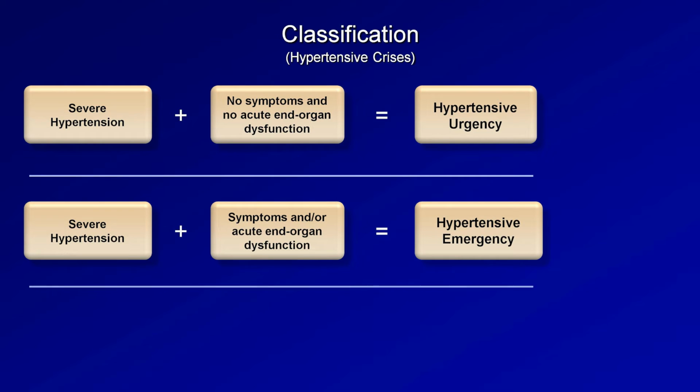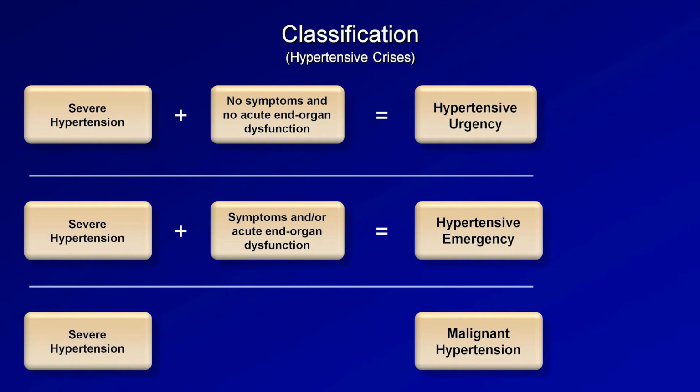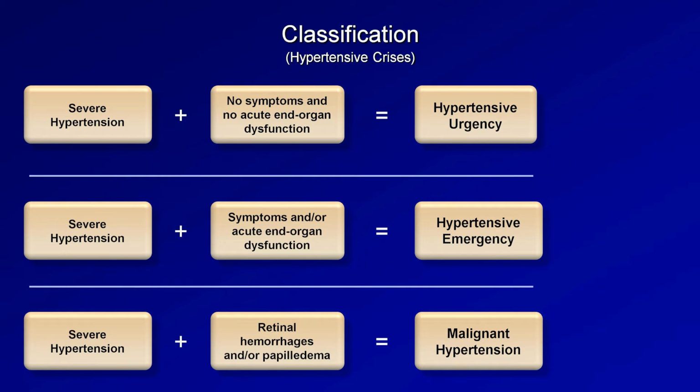There is one last term that crops up from time to time, and that is malignant hypertension. Most commonly, both laypeople and suboptimally informed medical professionals use it interchangeably with hypertensive emergency. However, in the medical literature, it is specific for the combination of severe hypertension and either retinal hemorrhages and or papilledema, which is an ophthalmological finding of increased intracranial pressure. Therefore, as you might conclude, malignant hypertension is a specific subtype of hypertensive emergency.